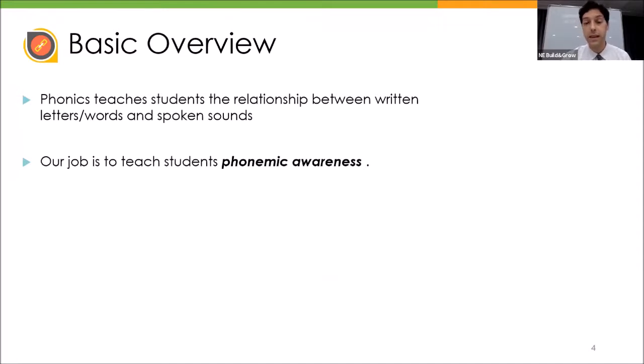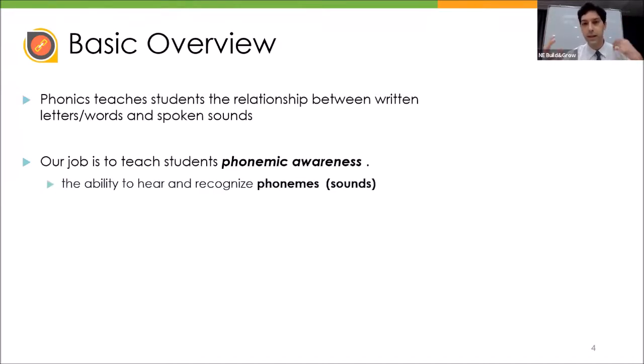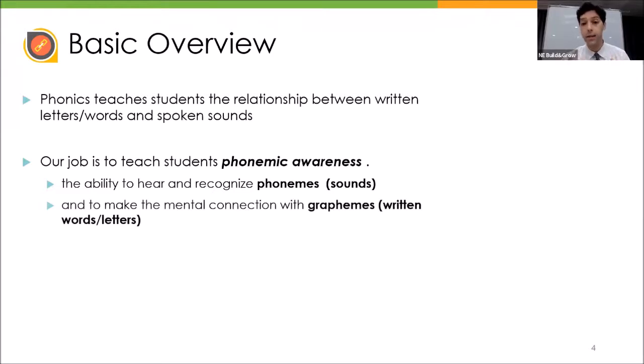So our job is to teach students in the phonics classroom phonemic awareness, how to hear these individual sounds in words, and then later how to combine in their mind the sound that they hear with the letter that corresponds to it. Okay, so phonemic awareness is the ability to hear and recognize sounds, and then to make the mental connection with the written words and letters. They're fairly simple.